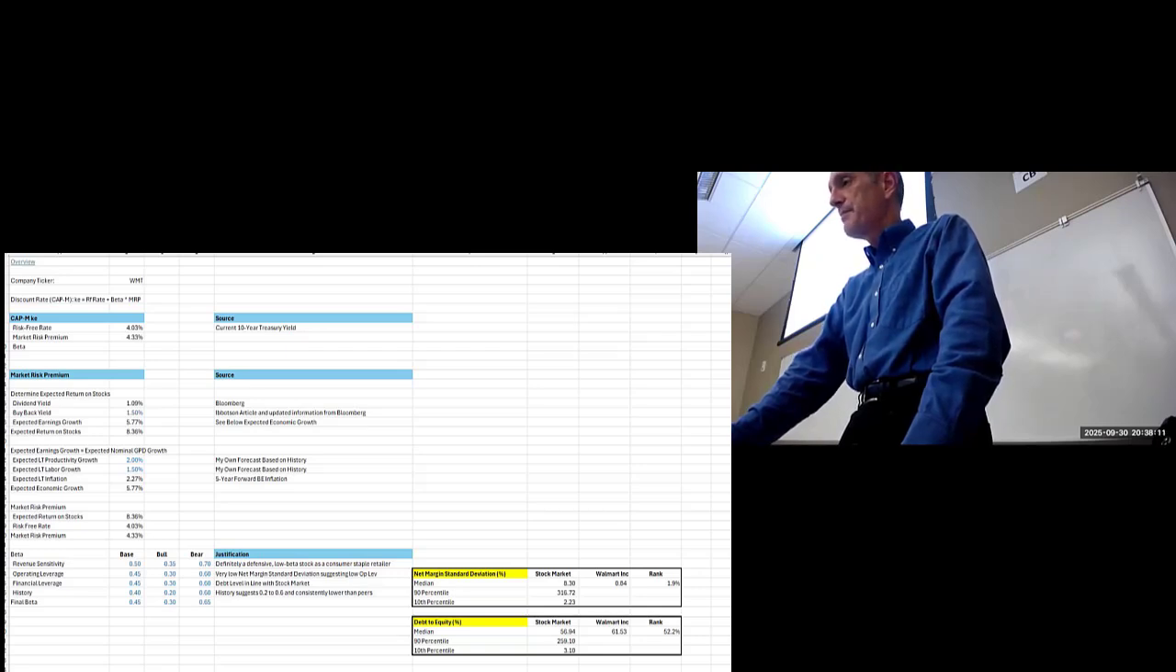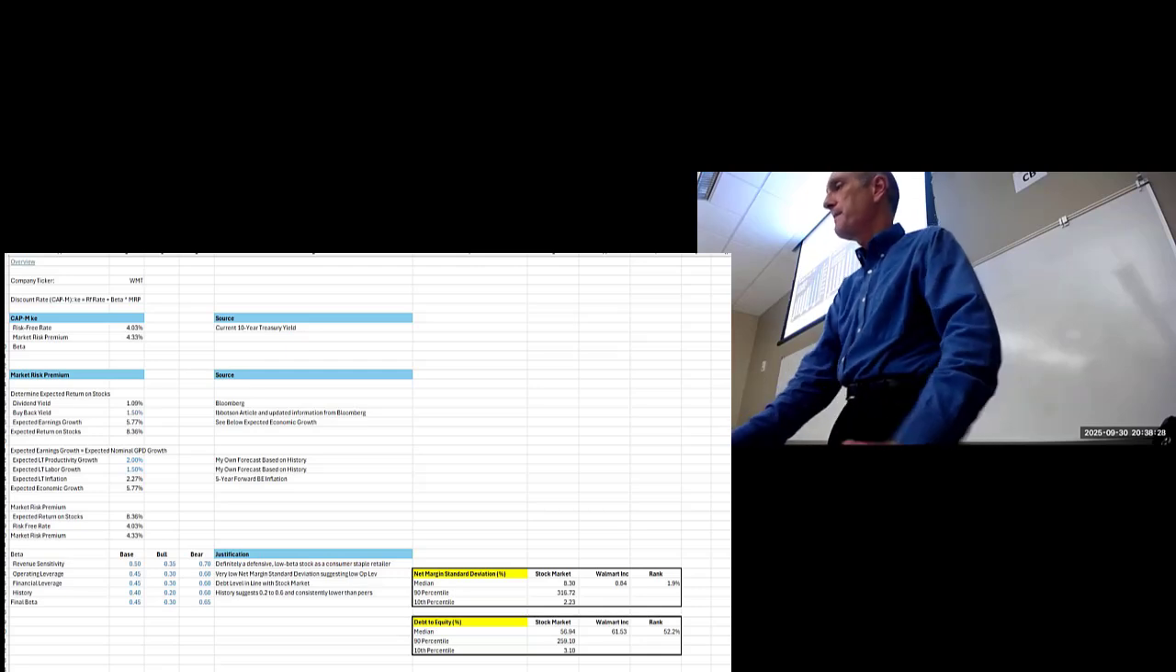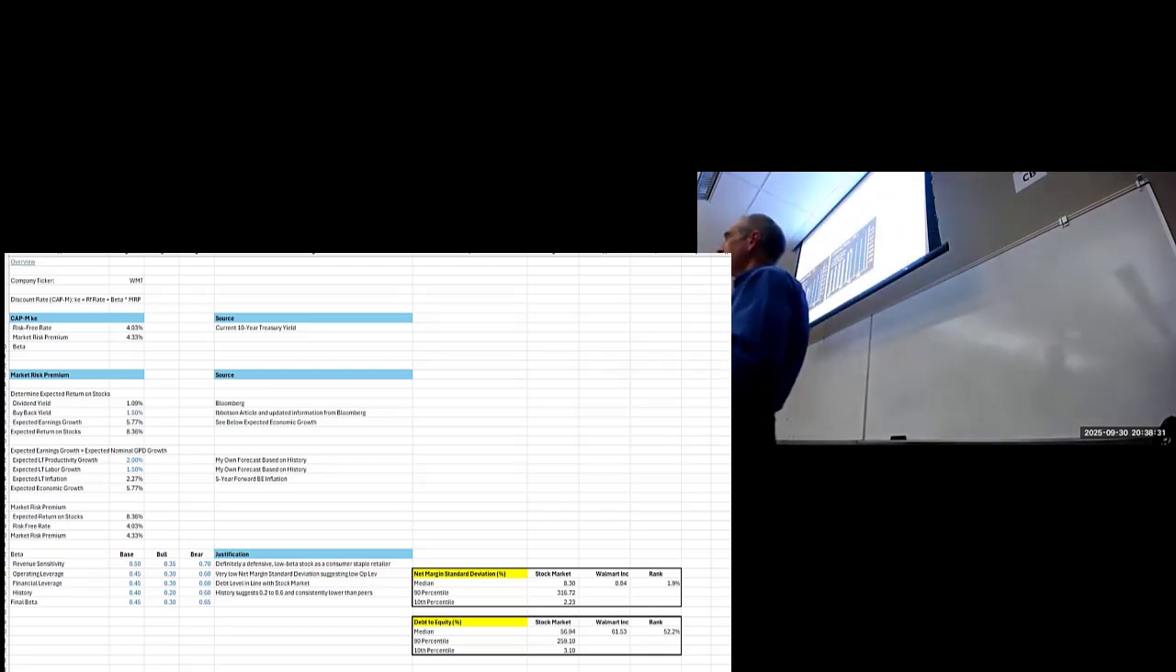There's your betas. Then you have DCF valuation. Here we need some growth rates. We have historical growth rates. We have the growth rate implied by the PEG ratio. We have the growth rate implied by ROE. I also brought in the Bloomberg estimate.